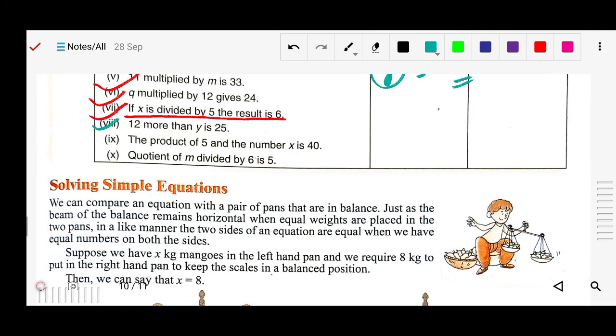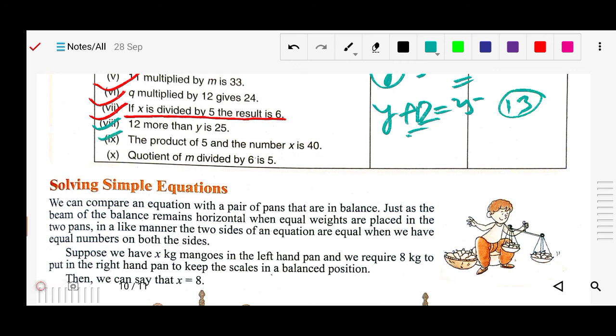Okay, now let's see number 8. 12 more than y means y plus 12. 12 more than y means what? 12 plus y. Okay, 12 plus y, which is 25. So you have to find the value of y. So it will be 13. Its value will become 13. You will solve, you will get 13.